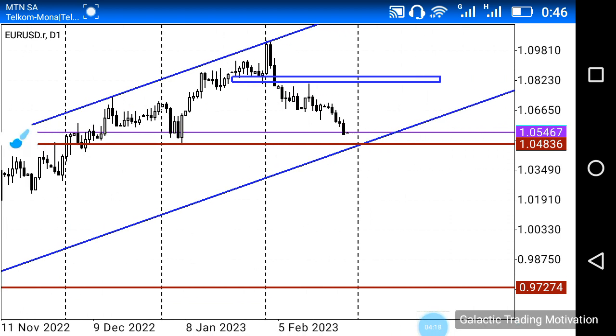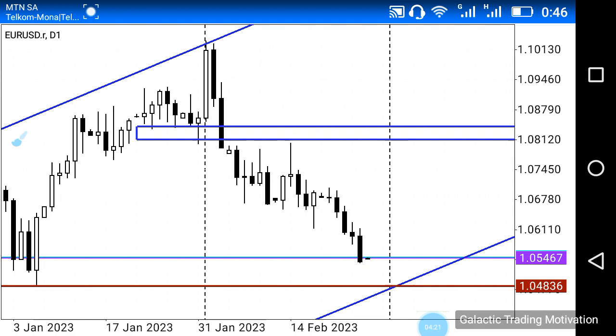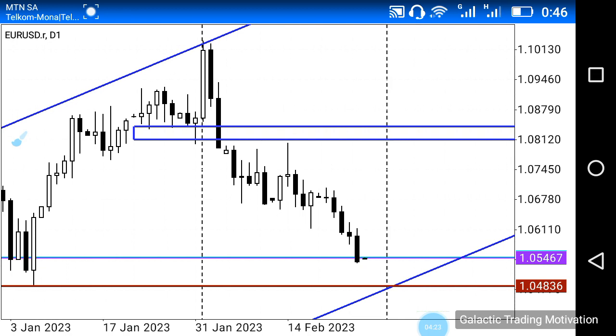So anyway, let's proceed, guys. What else do we see on this chart that we should be paying attention to? Another thing that I see on this chart is that we have this candlestick over here.